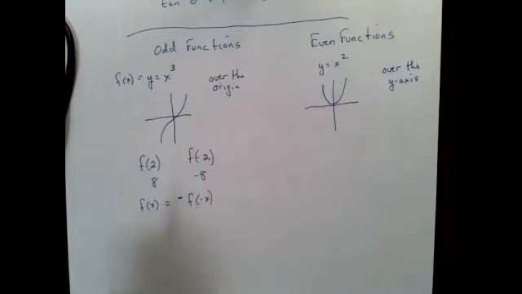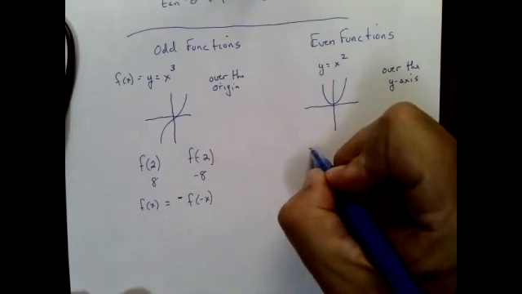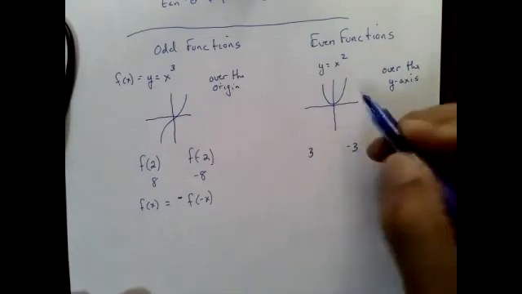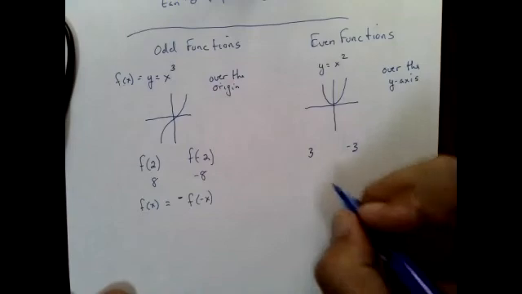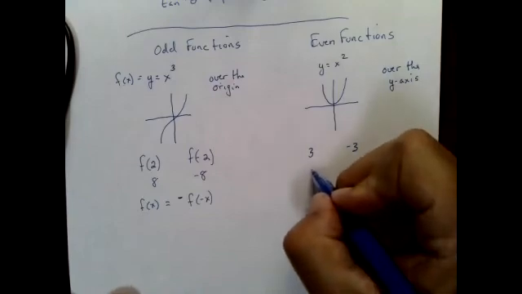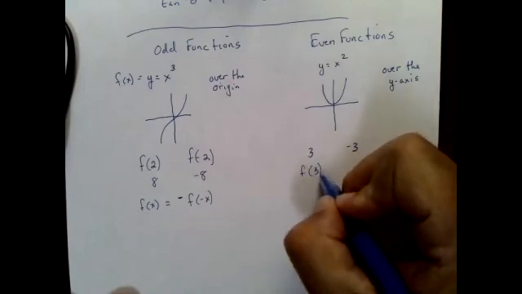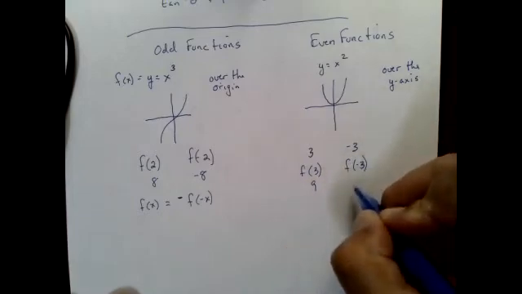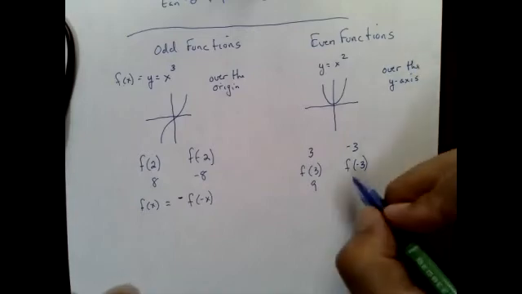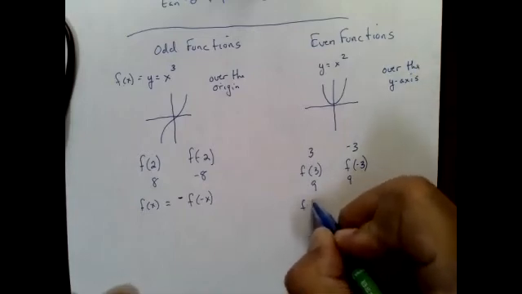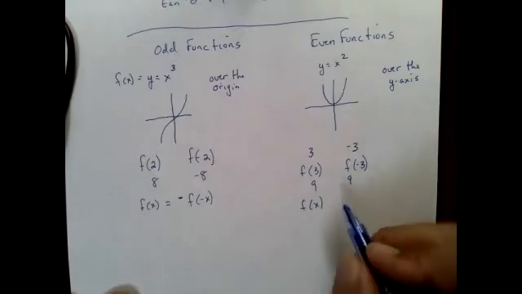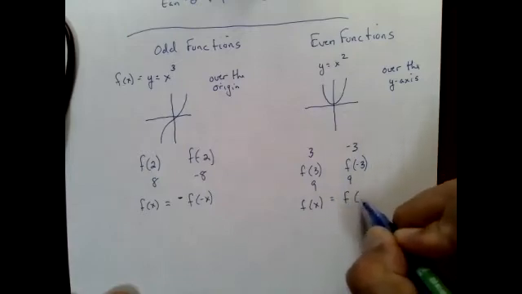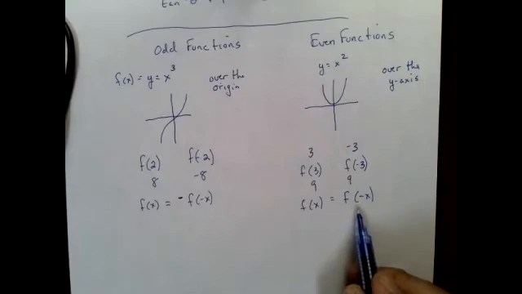Is that where that equation comes from? Yeah, buddy. Take a look at this one. If I put 3 and -3, I have an x and its opposite. What's 3 squared? 9. What is f of -3? When I square that, I get 9. So if it's even, every x I pick, when I put it into the function, is going to have the same value as its opposite plugged into the function.